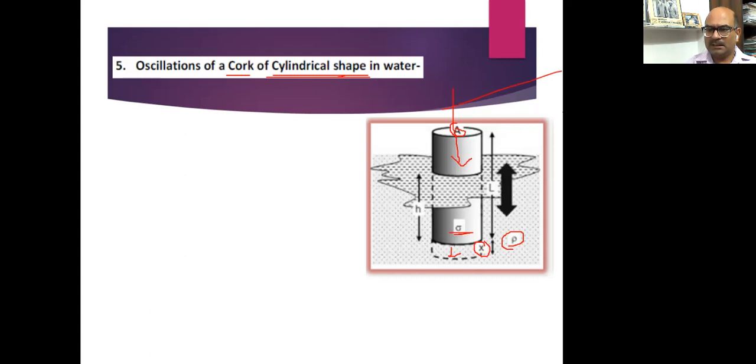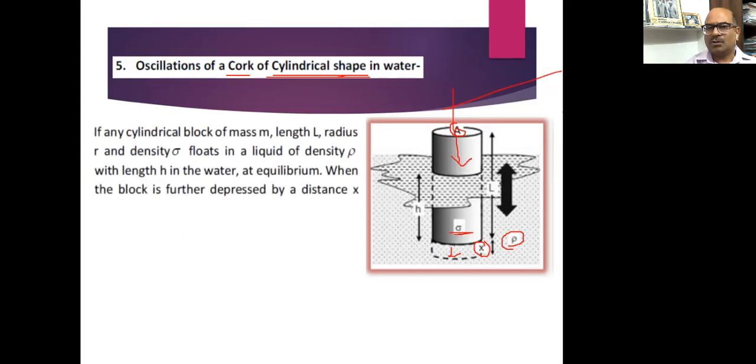And if we release this force, the water will push this cork upward. In that way, this cork will start taking oscillations. So this is it. Any cylindrical block, mass m, length capital L, radius r, density sigma, floats in liquid of density rho with length h in water.